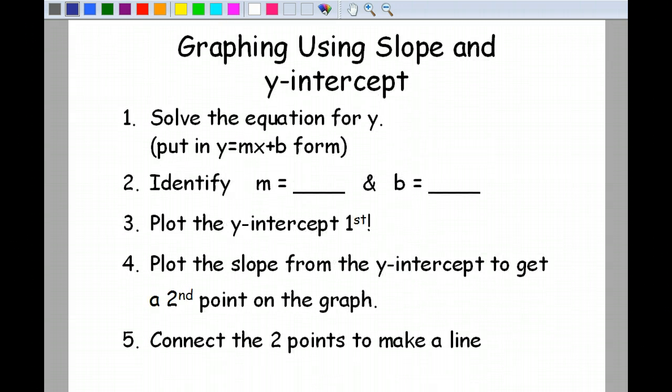Now let's look at what we need to do to graph using slope-intercept form. The first thing we're going to do is solve our equation for y. I'm going to put it in slope-intercept form, y equals mx plus b. We're going to identify our slope and our y-intercept. Then you are going to plot the y-intercept. And from that point, you're going to plot your second point using your slope. Then we're going to connect the two points and make our line.